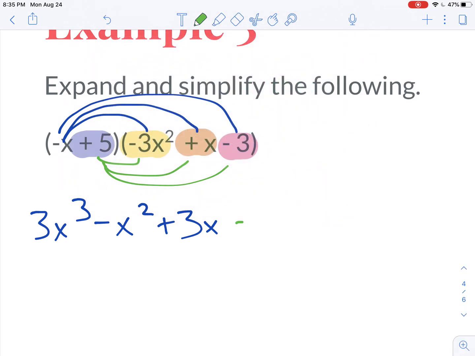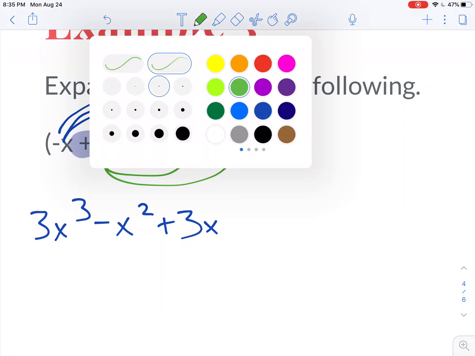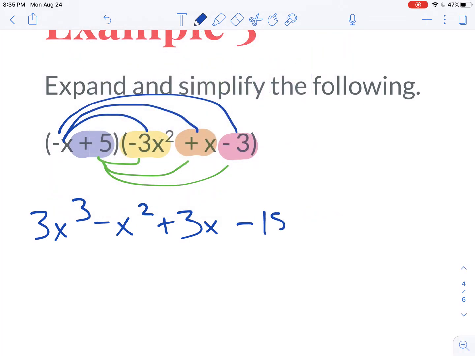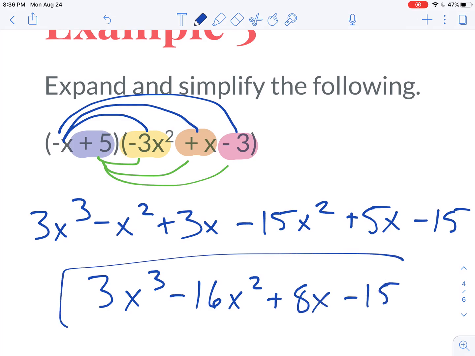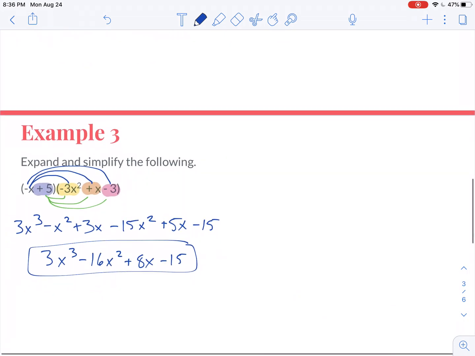So now I've got minus 15. Let me do this in the same color because we're on the same line now. So I've got minus 15x squared plus 5x minus 15. And now that I've done this, now that I multiplied both these polynomials, now that I've distributed both my first and second term to all terms of that second polynomial, I'm going to combine my like terms. So I've got 3x cubed minus 16x squared plus 8x minus 15. And I stop here because I've done everything I need to do.